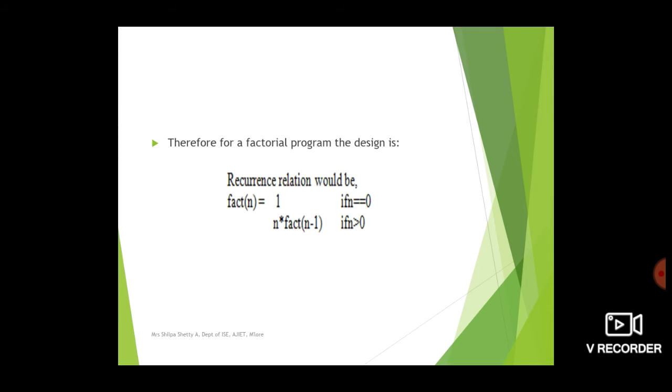So therefore, for this particular program, we can write the recursive relation like this. Factorial of n is 1 if n is equal to 0. We know that when n is equal to 0, the factorial is 1. Otherwise, if n is greater than 0, then factorial of n is nothing but n into factorial of n minus 1. For example, factorial of 4 is 4 into factorial of 3. So that is the recursive relation.